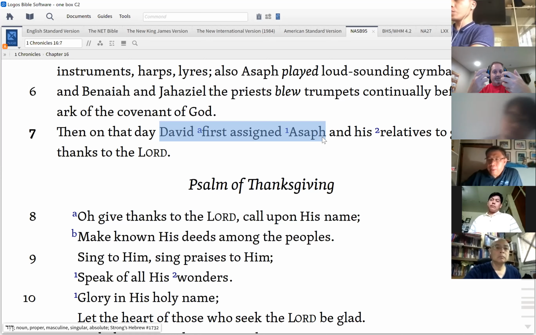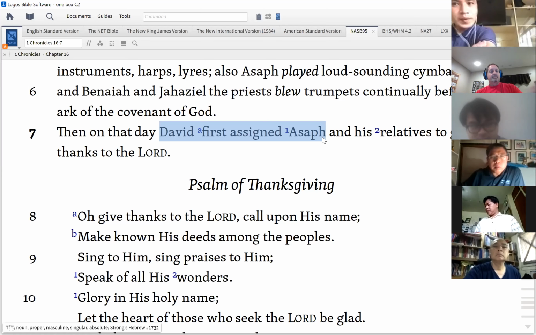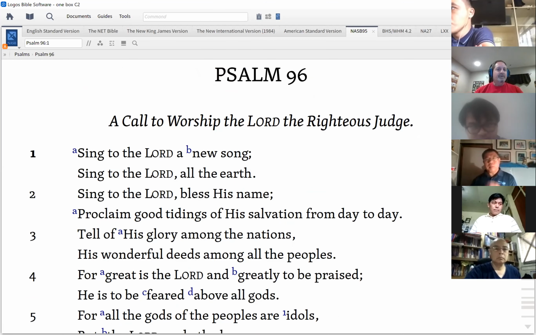And then this is what he told Asaph that he wanted to be sung. And the occasion was when the tabernacle was being dedicated by David, when the ark was brought there. So now we have a historical occasion for the psalm, even though Psalm 96, again, had no title written in it. We were still able to find a connection to its background.